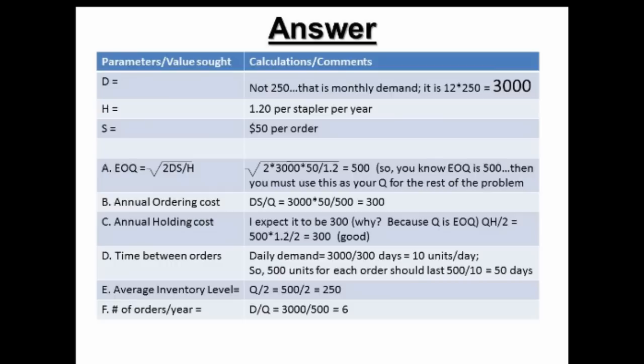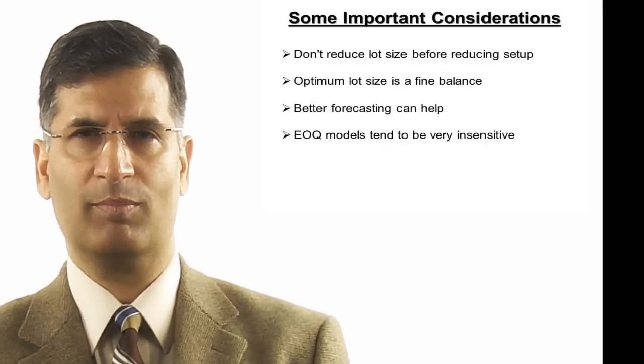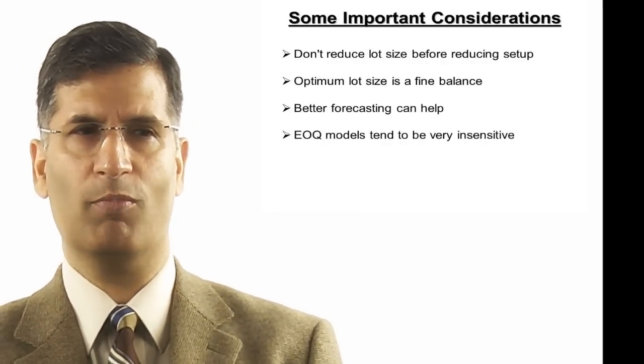So, number of orders per year is equal to D over Q, which should be 3,000 divided by 500 equal to 6. So you will be placing 6 orders per year, and each time you place an order, it will be for 500 quantities. Hope this helps you understand the application of EOQ formulas that we have developed so far. That gives you some idea about the basic EOQ model.